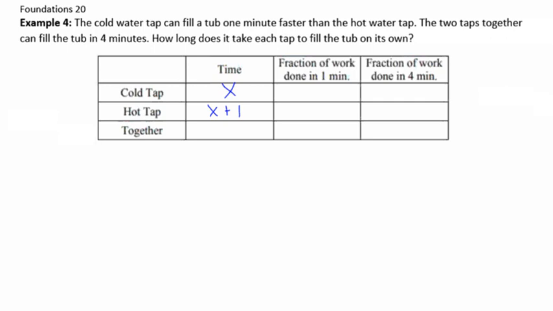Together, they take 4 minutes. The question says the two taps together can fill the tub in 4 minutes. So I've organized as much as I've been given there. Now I want to rearrange this to write it in fractions of work that's going to be completed in 1 minute.